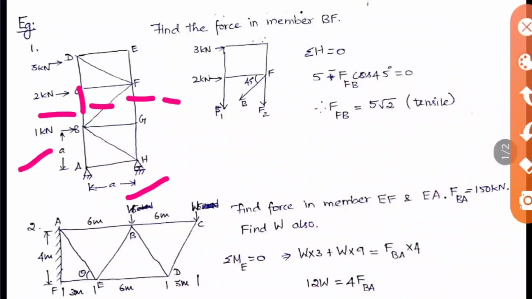So when you take the summation of horizontal forces equal to 0, then it will be easy, we can directly find the answer in the first step itself. So here I am taking the summation of horizontal forces equal to 0, so you will be getting 3 plus 2, that is in the right direction, so I have given a positive symbol there. So it's 5 minus, because this FB is in this direction. Okay, so minus FB cos 45.